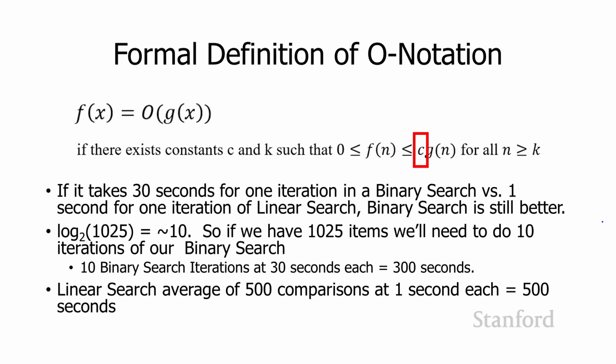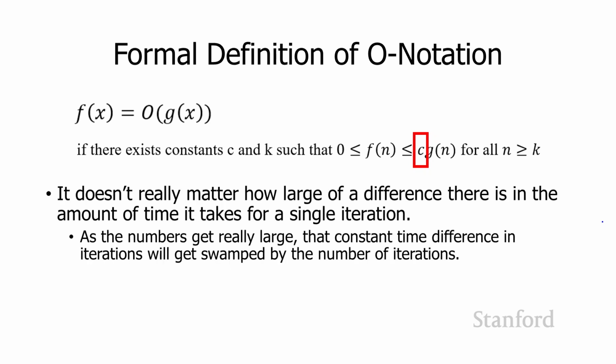In contrast, I said, linear search only takes 1 second per iteration, but if I have 1,025 items, I'm going to, on average, need to do 500 comparisons, and that's going to take 500 seconds. So what we're seeing here is, sure, for small n, that 30 seconds per iteration on the binary search is going to make a big difference. If I've got 5 items in the list and it takes 30 seconds for an iteration of binary search, even if I only had to do a single iteration, I'm already in trouble.